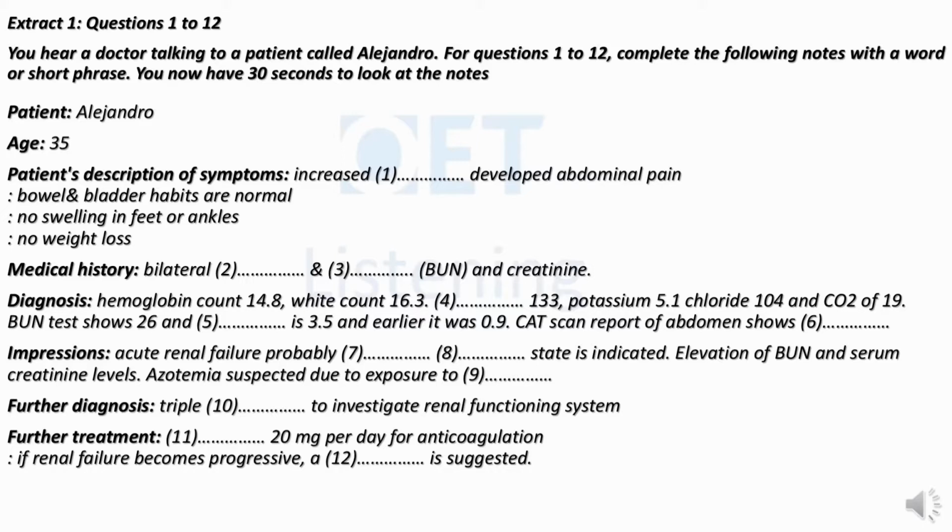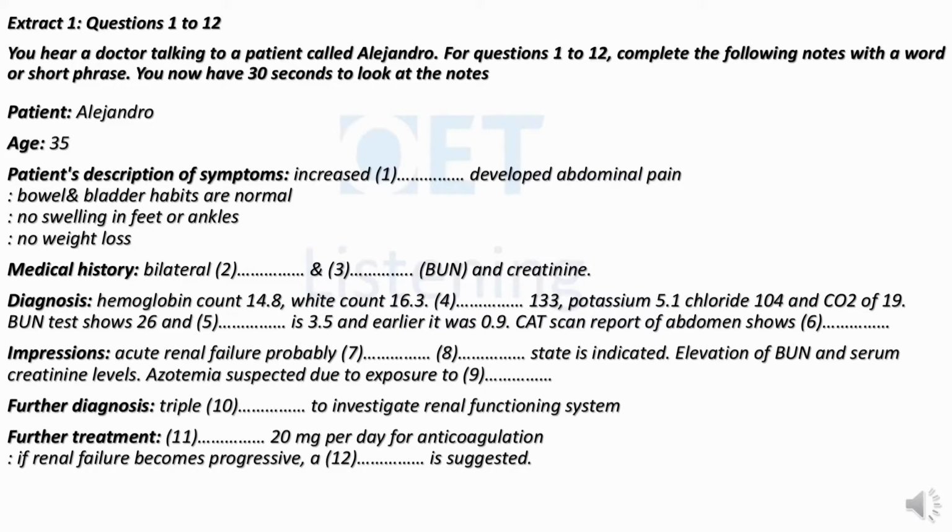Your laboratory reports show hemoglobin count 14.8, white count 16.3, sodium level 133, potassium 5.1, chloride 104, and CO2 of 19. BUN test shows 26 and creatinine level is 3.5, and earlier it was 0.9. The CAT scan report of your abdomen shows poor perfusion to your right kidney. I think you have acute renal failure, probably vein thrombosis.